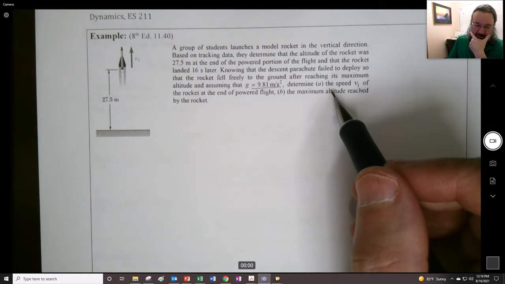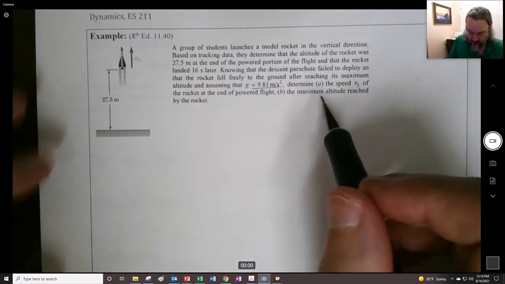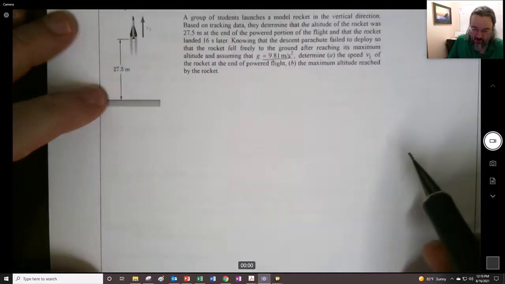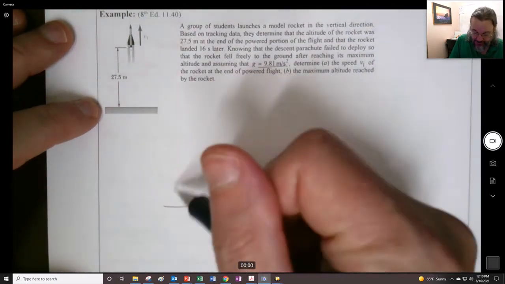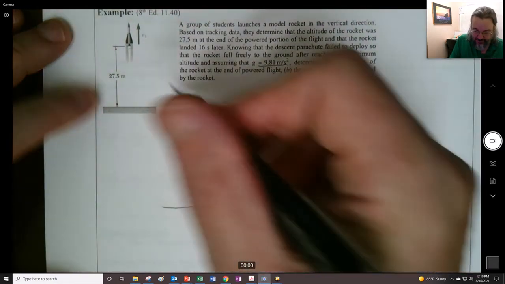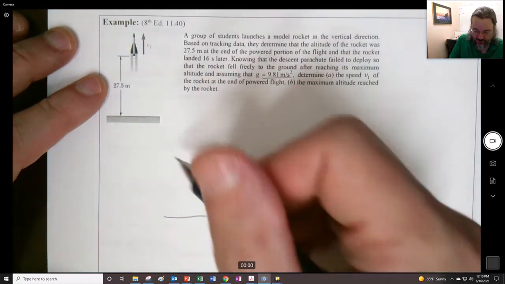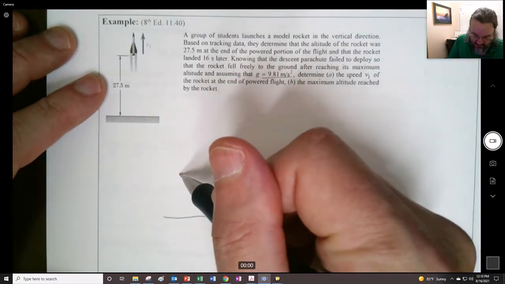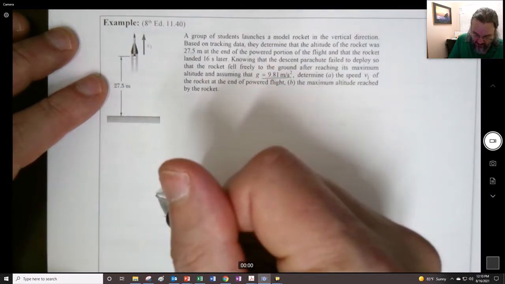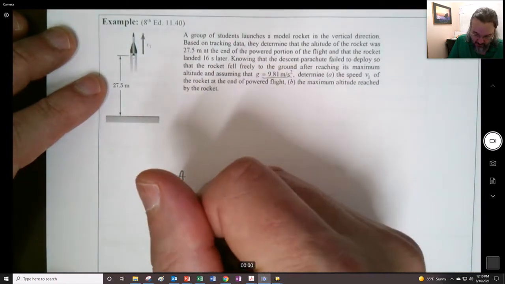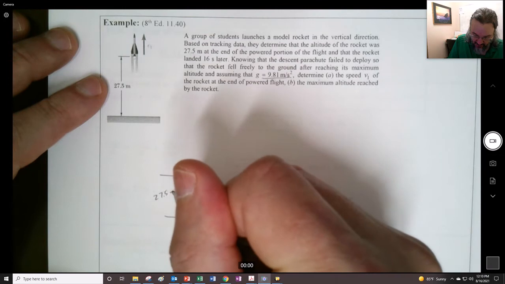this is a lot of information. How do I go about trying to figure this out? Well, I drew a little sketch. I think little sketches can really help, right? So let's say here's the ground. There's just not enough room up here, up above. That's what I'm going to do. And I'm going to say here's my little rocket right here, and this is my 27.5 meters right to there.